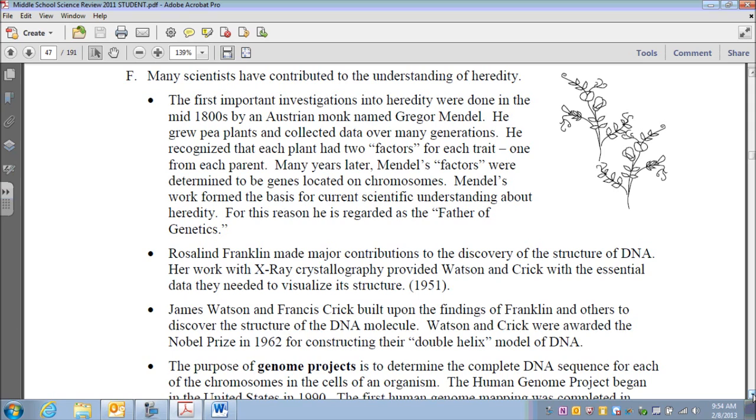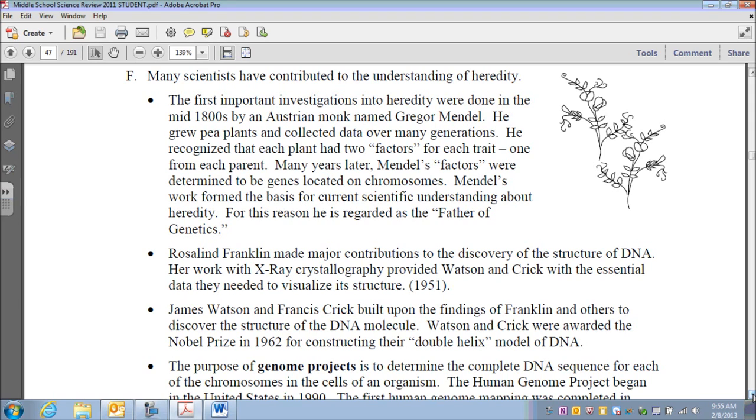Section F. Many scientists have contributed to the understanding of heredity. The first important investigations into heredity were done in the mid-1800s by an Austrian monk named Gregor Mendel. He grew pea plants and collected data over many generations. He recognized that each plant had 2 factors for each trait, one from each parent. Many years later, Mendel's factors were determined to be the genes located on chromosomes. Mendel's work formed the basis for current scientific understanding about heredity. For this reason, he is regarded as the father of genetics.